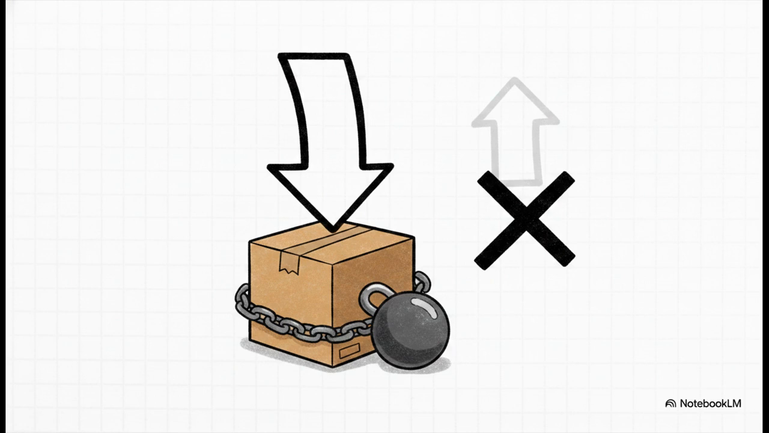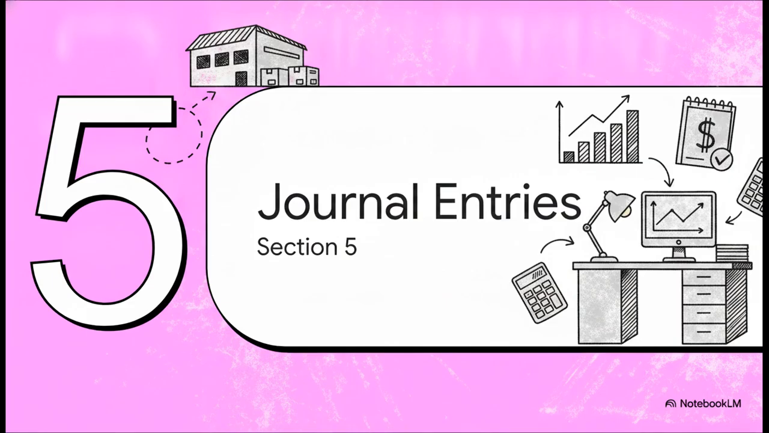So let's say those obsolete smartphones suddenly become retro-chic collector's items next year, and market prices surge back past your original cost. Guess what? You cannot reverse the previous write-down. Once written down, it stays down forever. Period. Let's transition away from the warehouse and head over to the accountant's desk for Section 5 to execute the actual financial reporting of a sale.